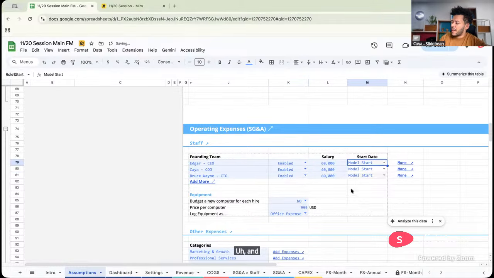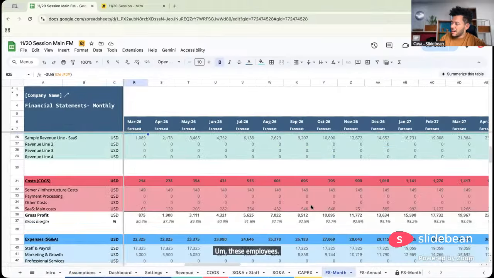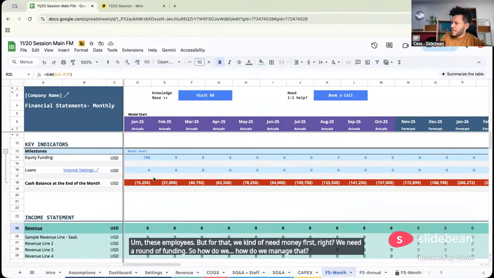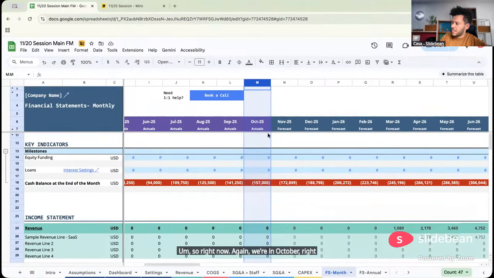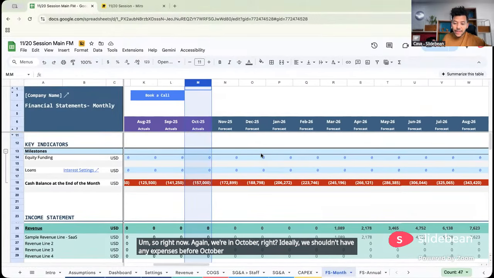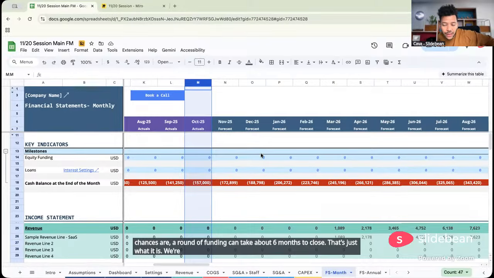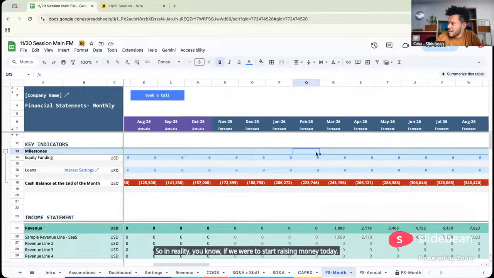And we can define when we start paying these employees. But for that, we kind of need money first, right? We need a round of funding. So how do we manage that? So right now, again, we're in October, right? Ideally, we shouldn't have any expenses before October. And if you're raising money, if you're going to investors, chances are a round of funding is going to take about 6 months to close. That's just what it is. We're closing November. We're close to the holidays. So in reality, if we were to start raising money today, there's a good chance that our pre-seed round would probably close around here.